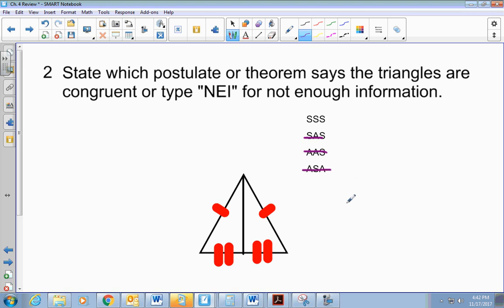So we have to determine, can we use side, side, side? And is there any hidden information about this third side right here that we don't know? And we go, oh, yes, there is. When a side overlaps its corresponding side, then the side is congruent to itself. That's called reflexive. We've done about 4 examples already on reflexive. So we say that the two triangles are congruent by side, side, side.